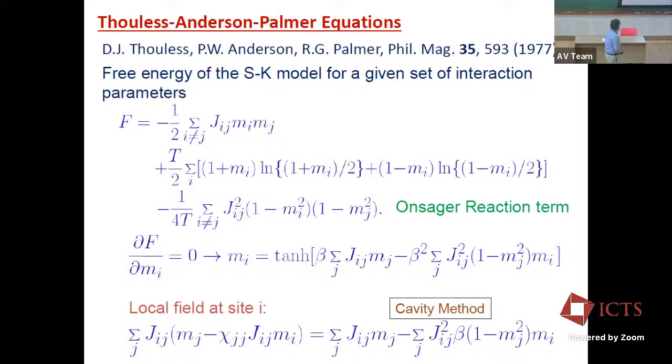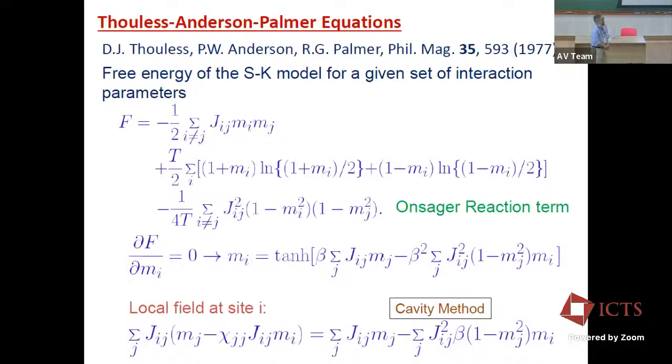In the limit of temperature going to 0, all these m's become plus or minus 1. Temperature going to 0 basically means that, with the hyperbolic tangent, there is a beta here, so that diverges. So depending on what you have here, these m's could be plus 1 or minus 1. That is like finding the ground state of the system for a particular realization of these J_ij's.